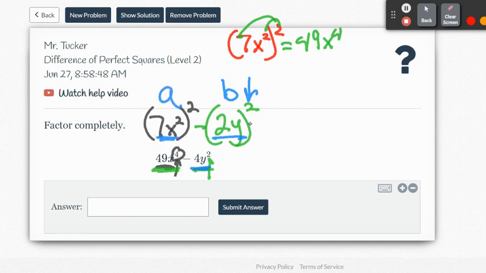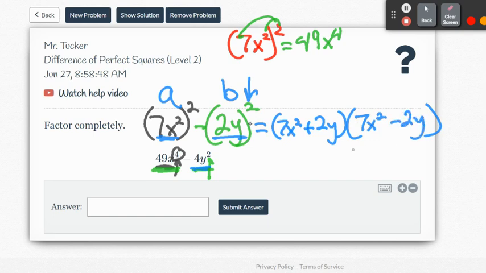So I have a squared minus b squared. The formula says I write them in two separate parentheses as conjugates. So I have 7x squared plus 2y, and then 7x squared minus 2y. And that will be my difference of squares. Now, so far in all the examples, these last three, none of the second part has turned out to be a difference of squares. In subsequent problems, we will have more layers to unfold with this perfect square factoring, difference of squares factoring.